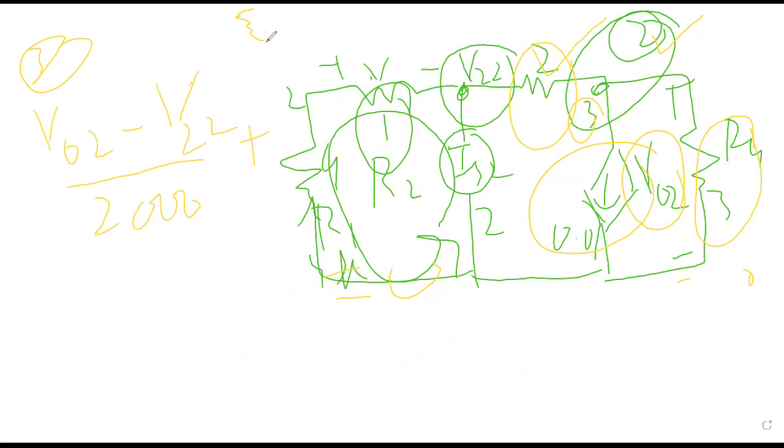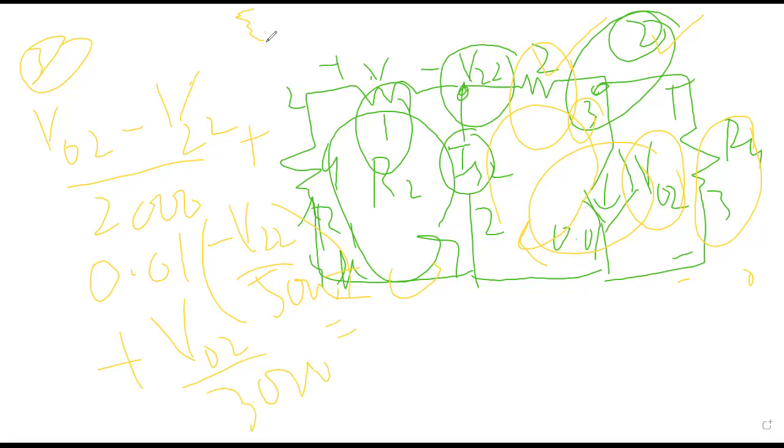Now this value is adding for node 3 because the current will add up for this loop. So this value will be summed with 0.01, and then there's a negative sign of V22 that is leaving, that is V22 in the loop having resistance 2 and 3, that equals 5000, plus V02, and the resistance across V02 is 3000, so it divides by 3000 equals to 0. Now it's simple to solve.